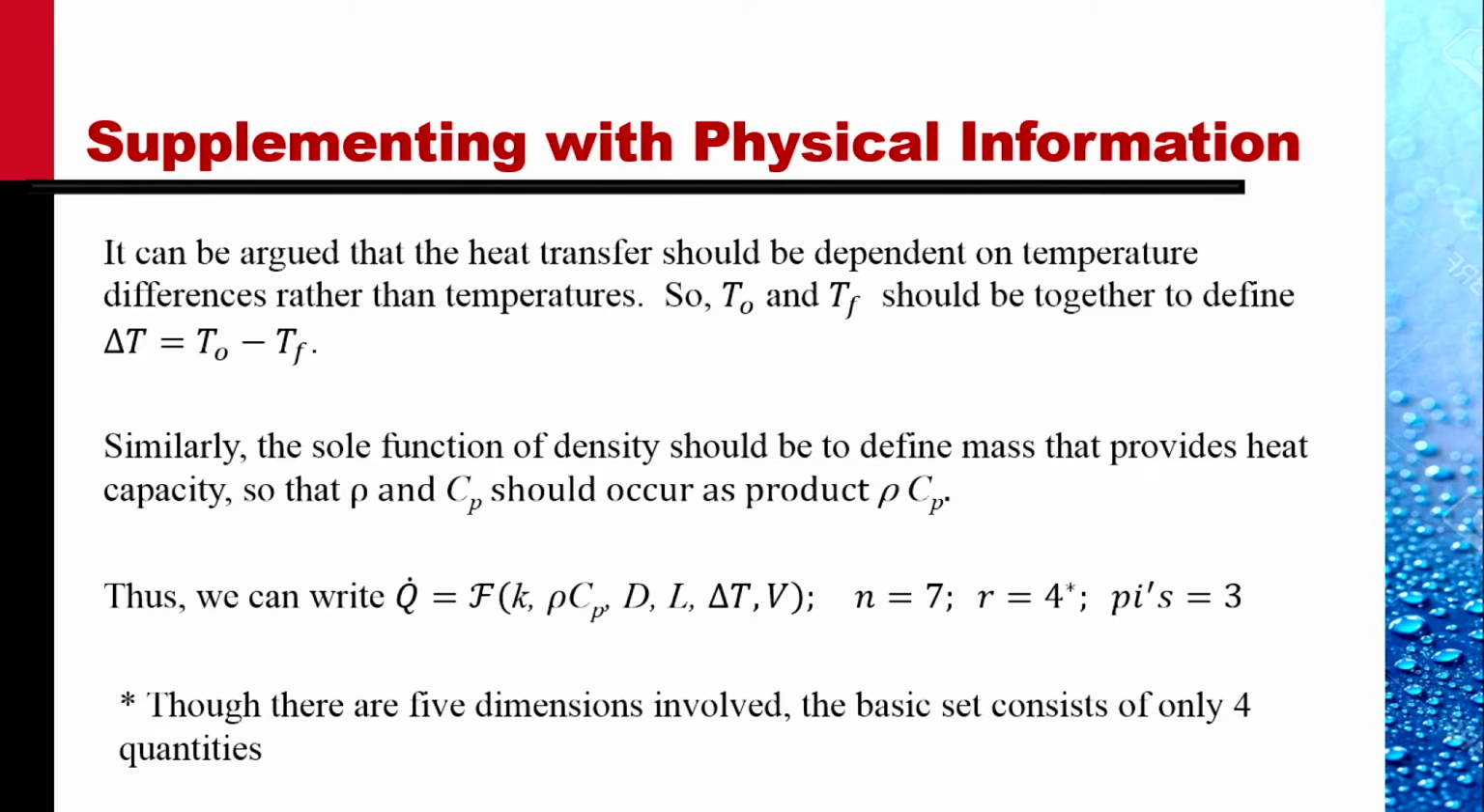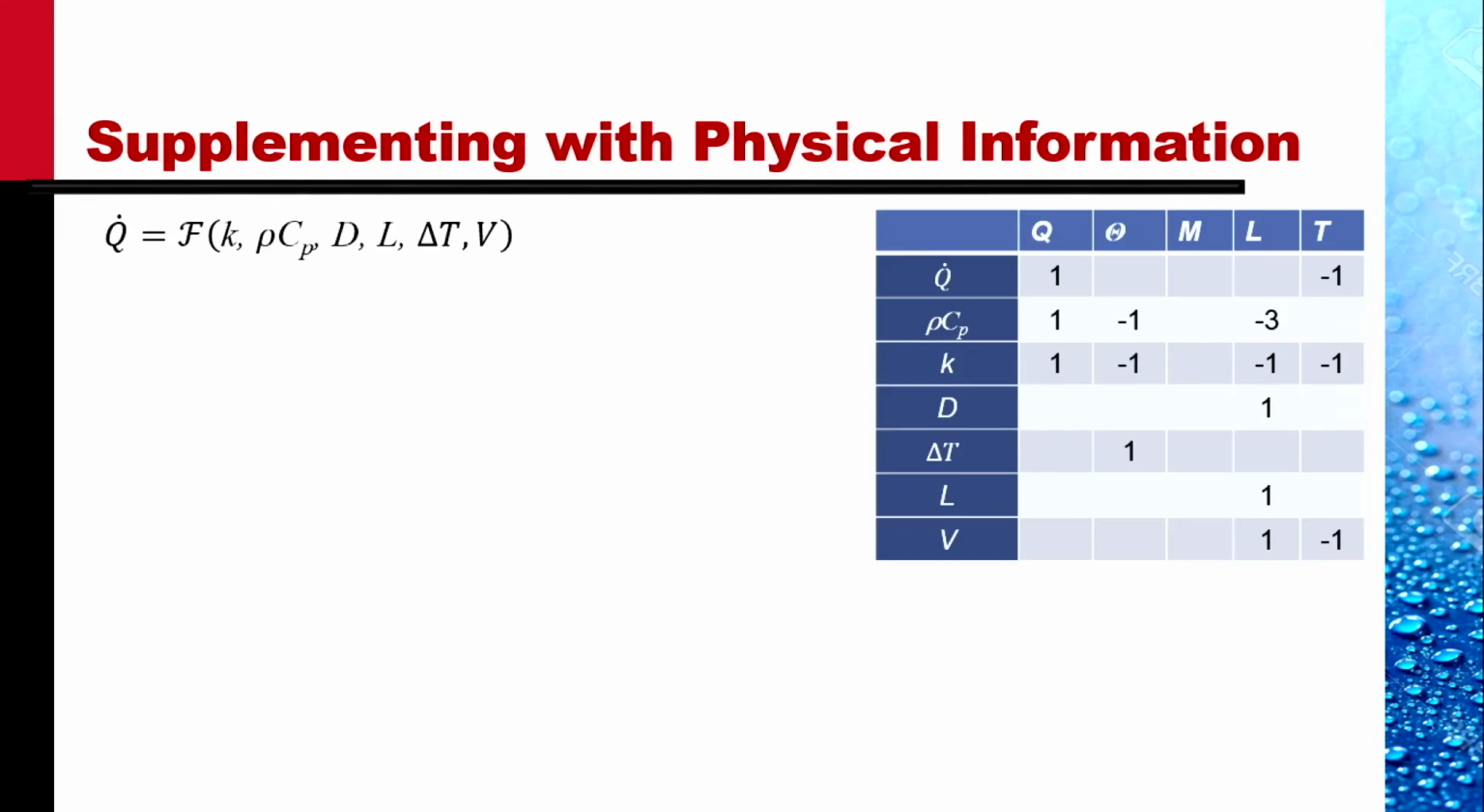Thus, we can express Q dot as a function only of 6 independent parameters: K, rho Cp together, D, L, delta T and V. We can determine when we do this, the basic set will consist only of 4 quantities and not of 5, and so the number of pi's will be 7 minus 4, 3. So there is a reduction of 1 pi that we have been able to achieve by bringing in this physical information. Here we carry out the dimensional analysis.